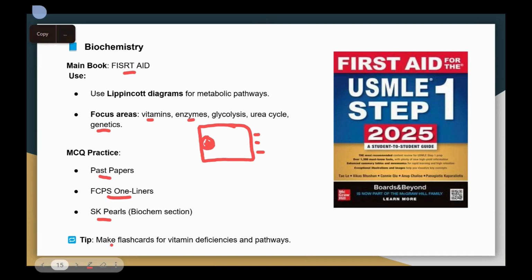What else you can do is you can make flashcards, or you can add whatever technique you have been using in the previous exam. So use those techniques and be smart in your study.